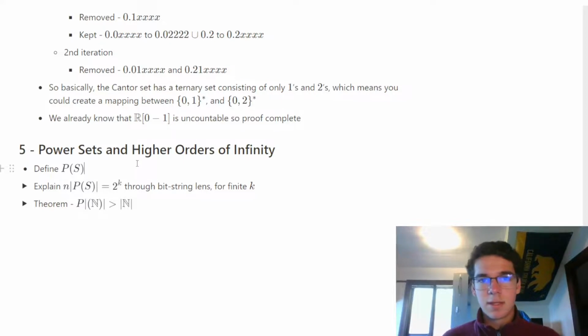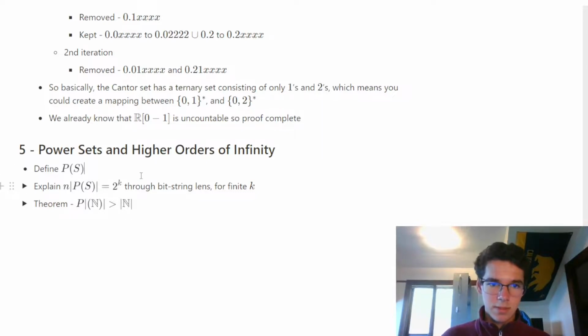And if we think about a set of size 3 with elements 1, 2, and 3, we can have a subset of size 0, which is just the empty set, and then we can have 3 subsets of size 1, a set of 1, a set of 2, and a set of 3, and then we can do every combination of 2s, and then we have that one set of size 3 with all elements in it.